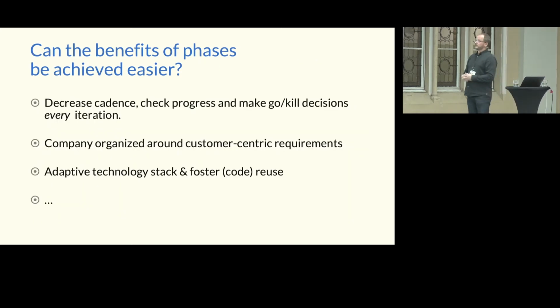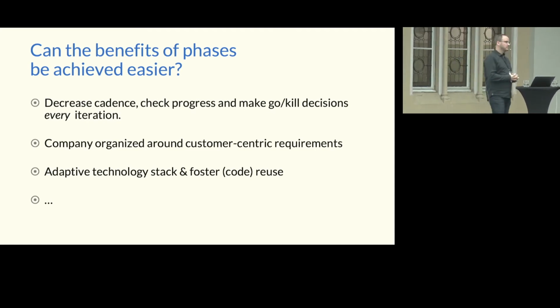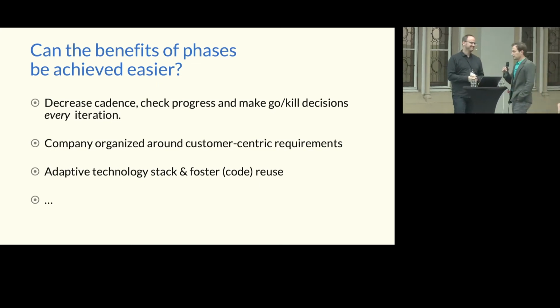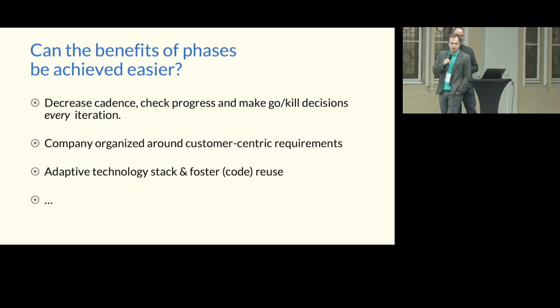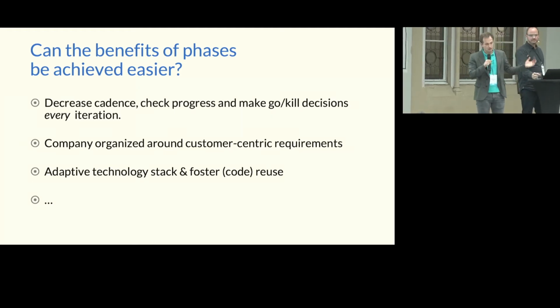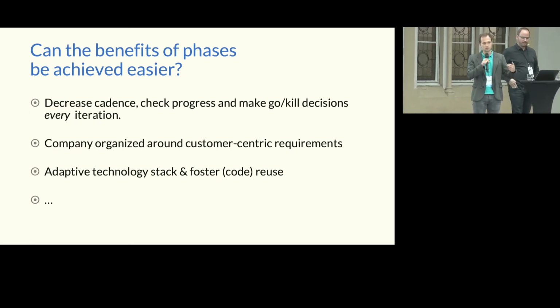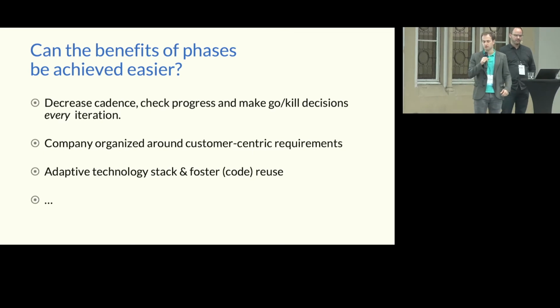So, obvious question, can the benefits of phases be achieved easier? Like I said, decrease cadence, check progress, and make okay decisions every iteration. Who prevents you from that? If you decide to reduce the release to customer cycle time, then you can integrate frequently. You can experience the product frequently, and then you can also make the go-kill decisions faster or in shorter iterations.